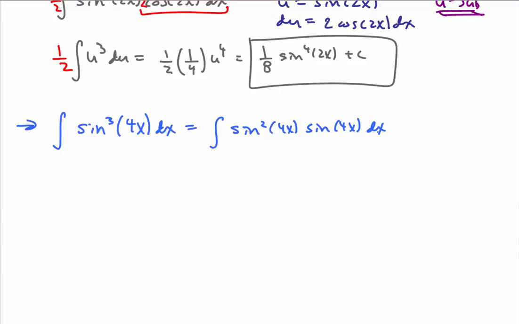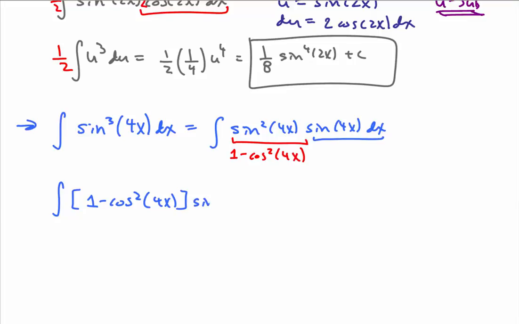And then what I'll do is I'll apply my Pythagorean identity to this piece right here. Sine squared plus cosine squared is 1. So sine squared would equal 1 minus cosine squared, and of course the argument is 4x for this particular case. So I go ahead and rewrite 1 minus cosine squared of 4x, not the dx yet, then I have my sine of 4x dx.